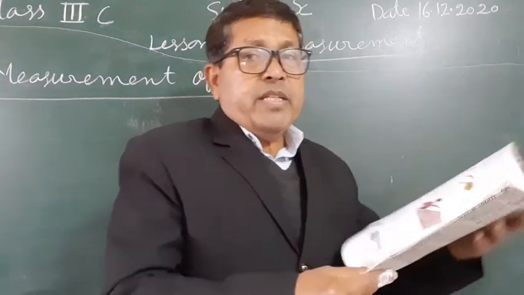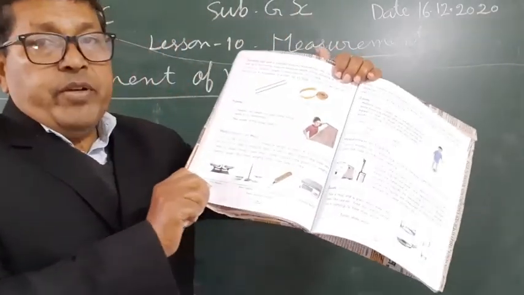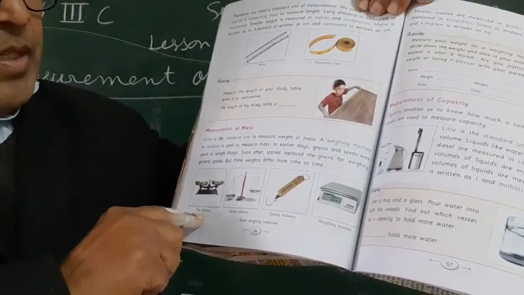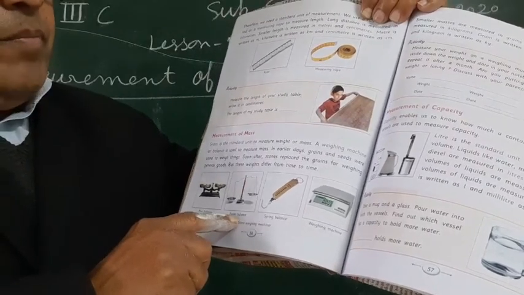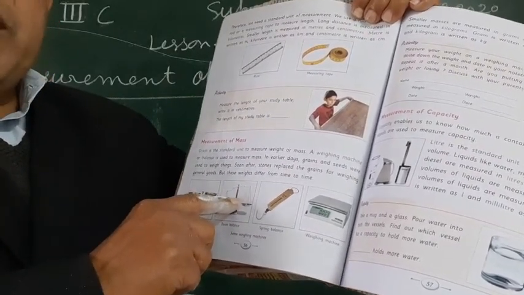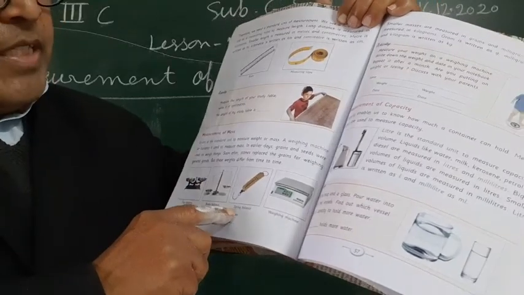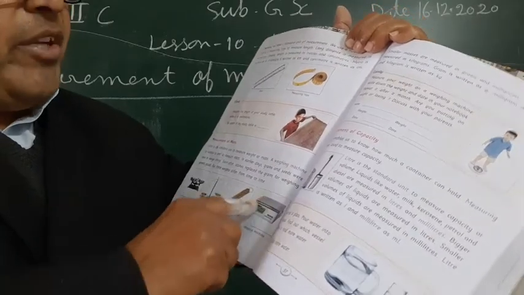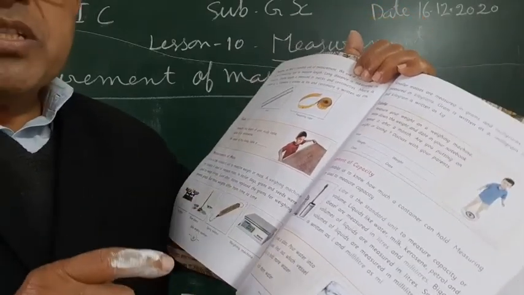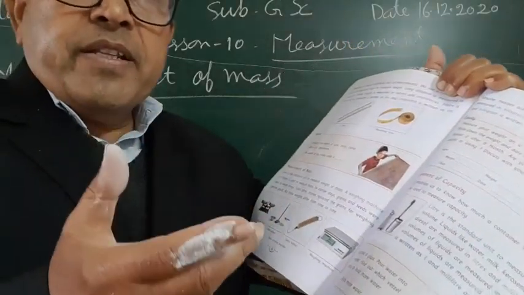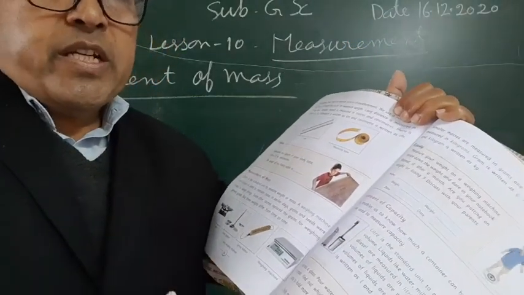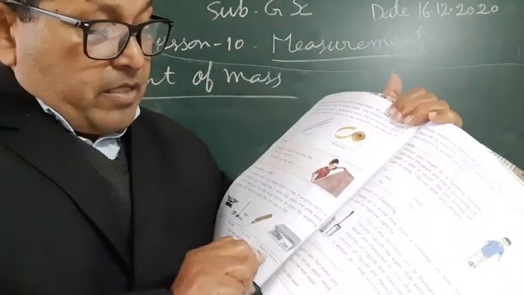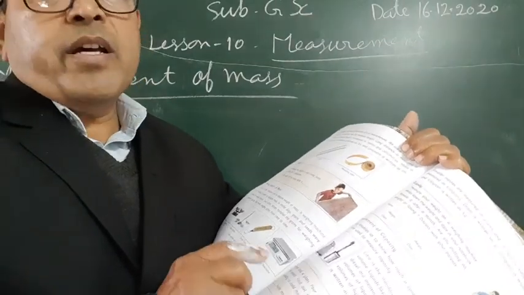You see some balances are given here, in your book. This is the pan balance, you are familiar. This is the beam balance. You use this for purchasing gold, etc. And this is the spring balance, and this is the weighing machine. Nowadays, these weighing machines are used for purchasing gold and other things also.